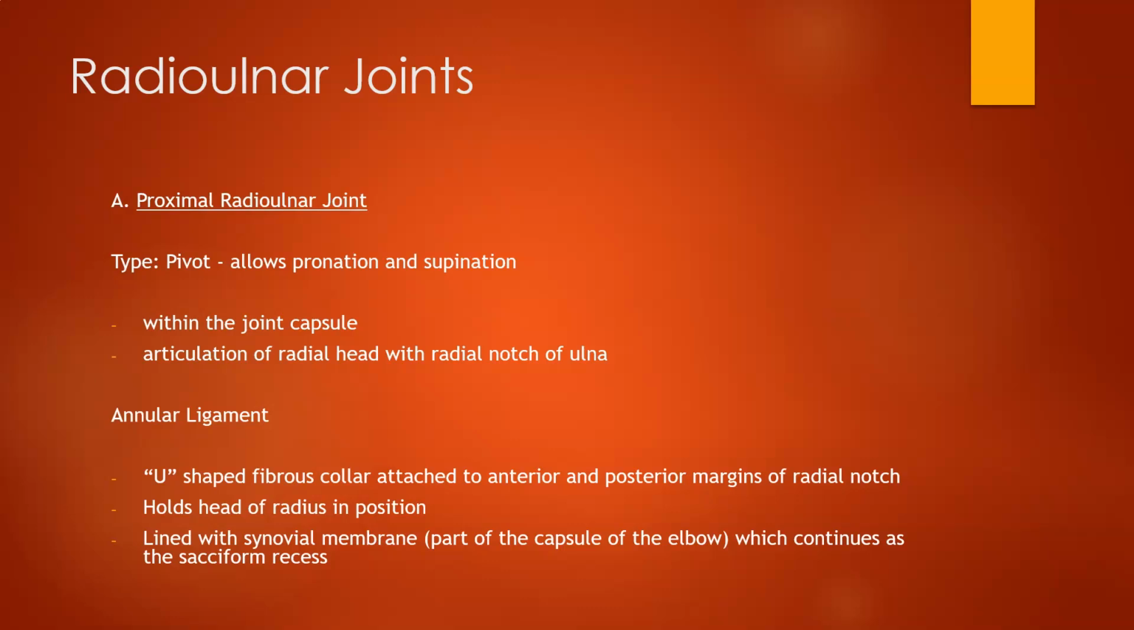If you remember, we did talk about the annular ligament last week, and this annular ligament is a U-shaped fibrous collar, and it attaches to both the anterior and posterior margins of the radial notch, right, that the radial head sits in. In other words, the annular ligament holds the head of the radius in position. And because the radial head spins in pronation, supination, and I sort of alluded to this last week, this annular ligament is lined with synovial membrane. Therefore, it's part of the capsule of the elbow, which continues below the annular ligament as the sacciform recess.